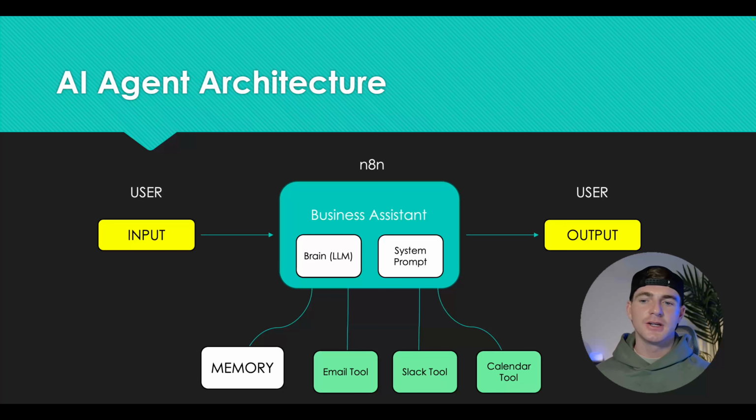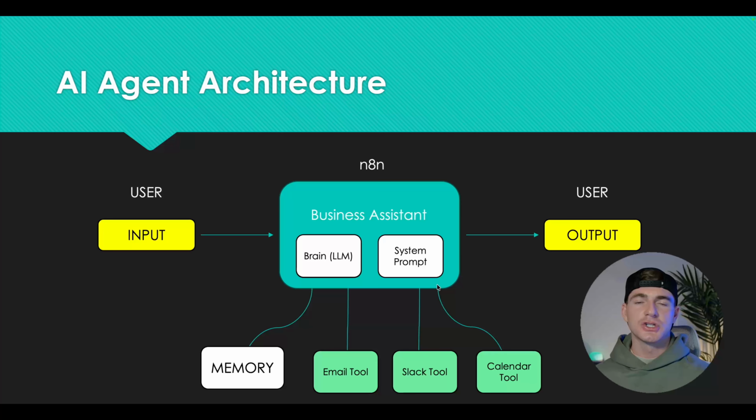What you see on screen here is your AI agent architecture. Over on the left hand side, we have the user's input. That is our prompt, our request that we're sending to our AI agent. Here in the middle, you have the actual AI agent infrastructure. That can be broken down into two things: the brain, or the large language model, so we were using ChatGPT 4.1 mini, and then you have the system prompt, right?